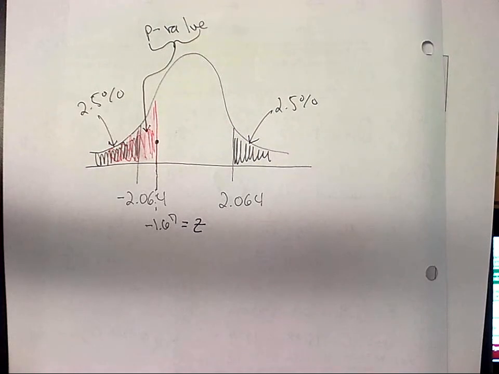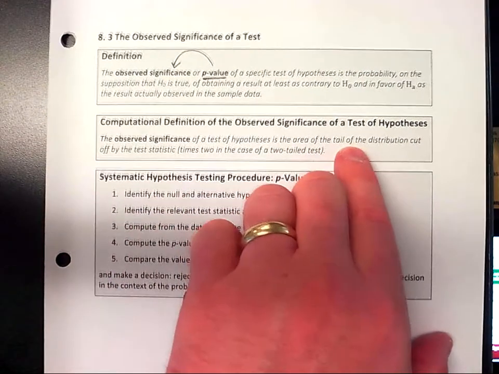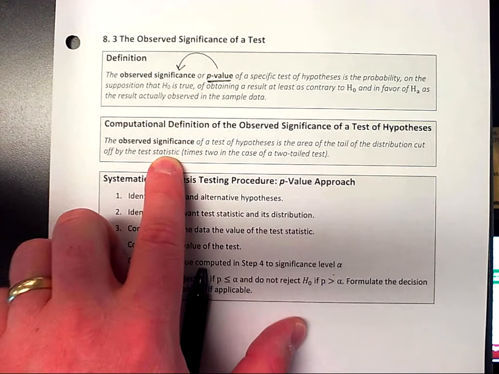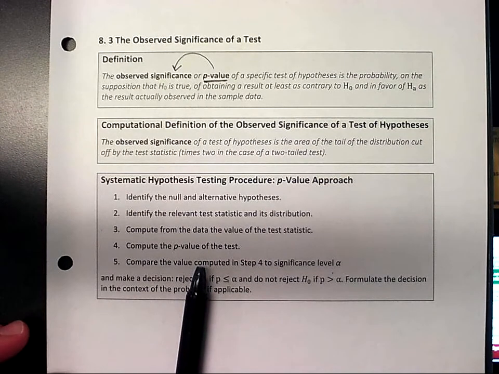Negative 1.67. So the area of the tail that is cut off by the test statistic, what is that? That's the red portion, right? The area of the tail of the distribution cut off by the test statistic, and sometimes we're going to use it as 2 times that in the case of a two-tailed test. Don't worry about that. We'll get to that in just a second.